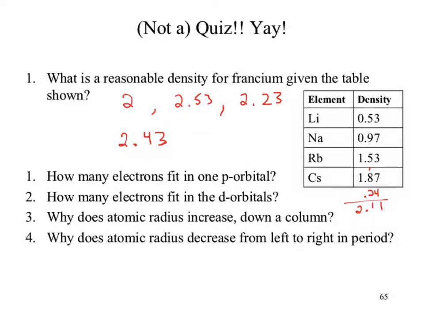Remember that trap where we all shouted out six before? One p orbital holds two electrons. How many electrons fit in the p orbitals? Six. Okay, I switched the question just for those of you. I wasn't doing question two. How many electrons fit in the p orbitals? Six. What changed about my question?